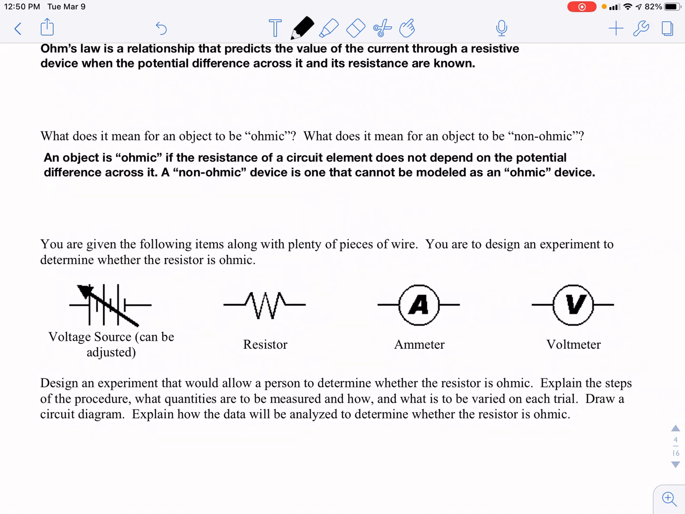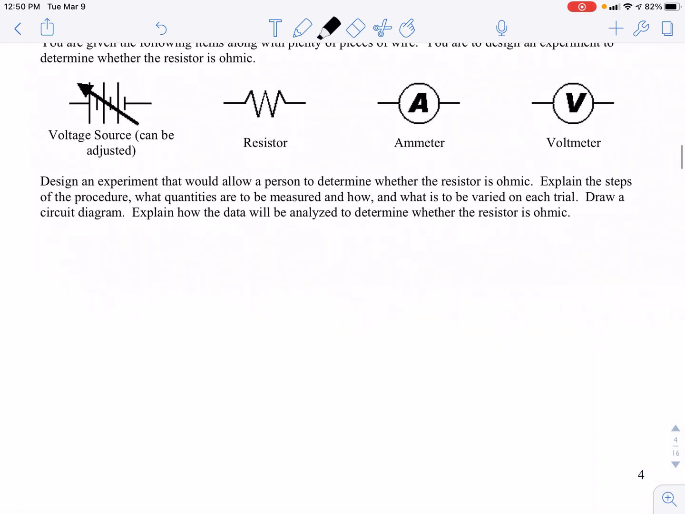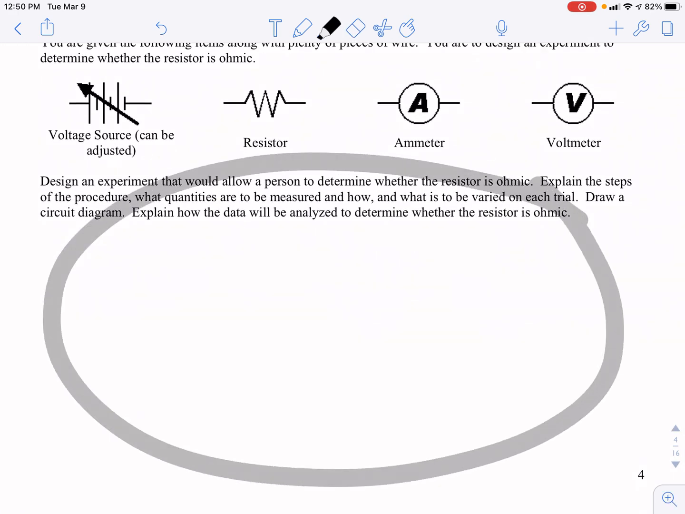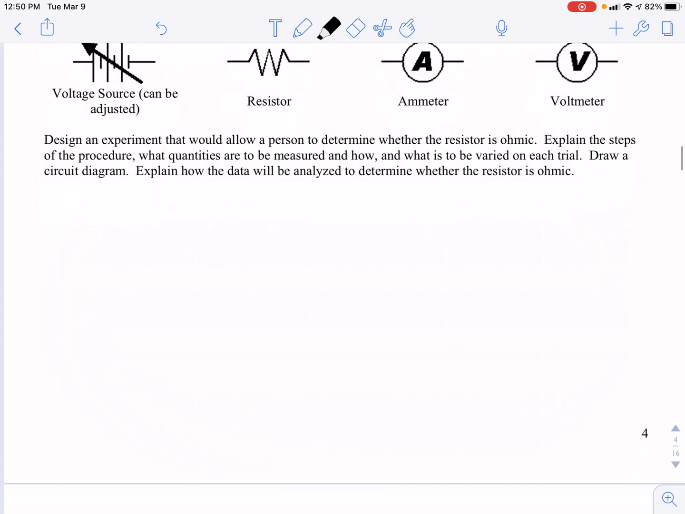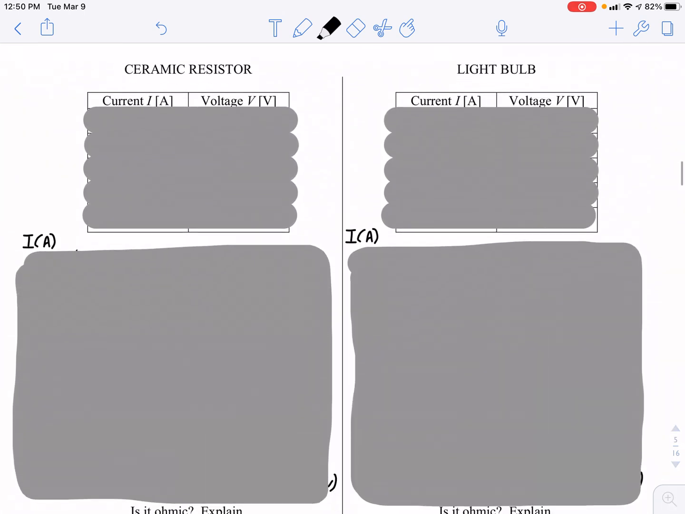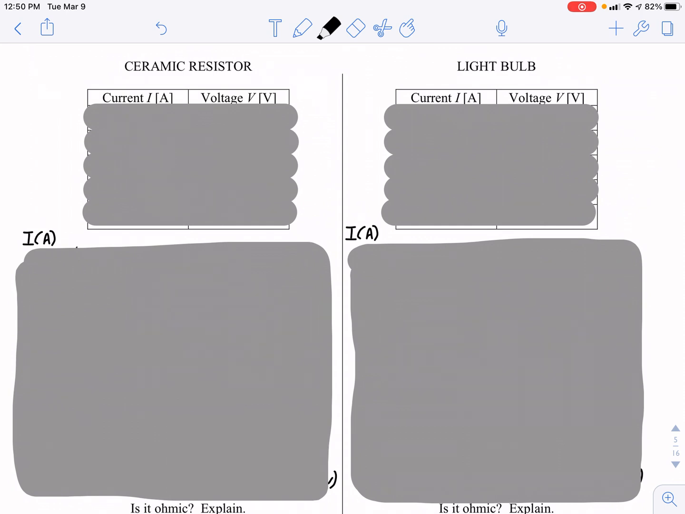Other such symbols that you can see are also variable voltage sources, and you could even see an arrow drawn through a resistor like this to be a variable or changing resistor too. We will do the design and experiment part in class together. But let's take a look at some data in terms of how an ohmic resistor might look like and a non-ohmic resistor might look like. Let's take a look.